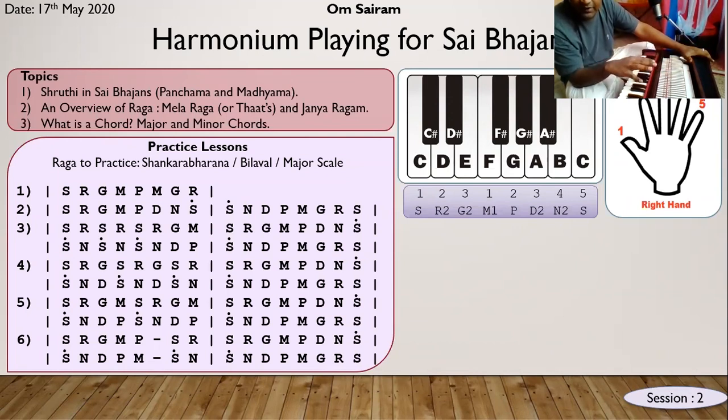Optimum volume is played in such a way that you're not putting too much pressure on the reed, and you're not putting too much pressure on the bellows. And you should also ensure that your hand is not strained.